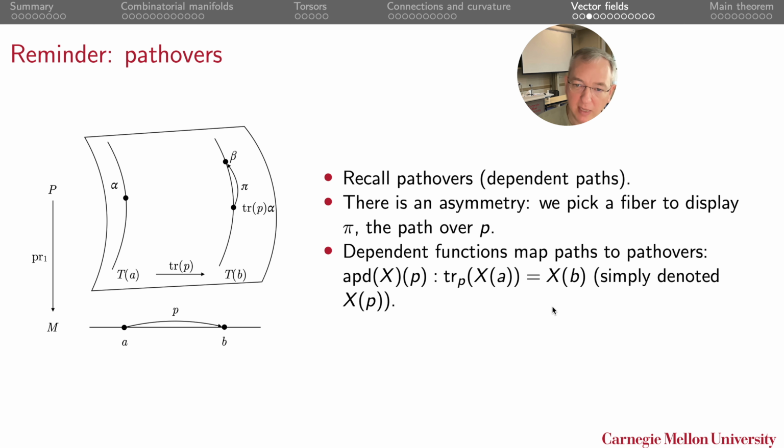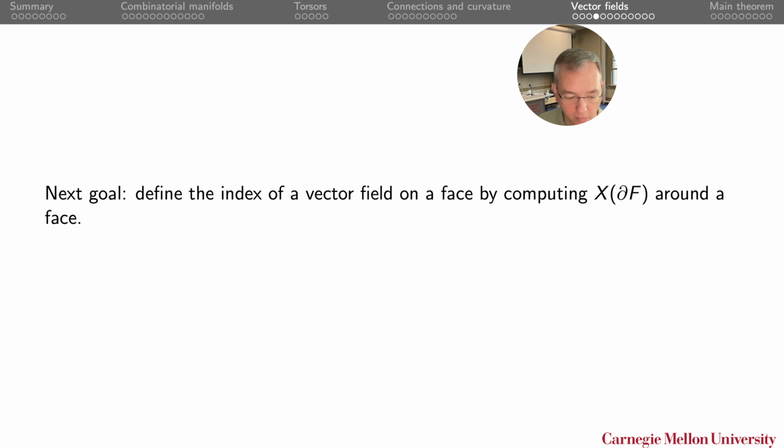Transport X of A equals X of B. So X of A would be our alpha, and X of B would be the beta in this picture. And we can just call that X of P, like what X does, like AP, regular action on paths. So our next goal is to define the index of a vector field on a face by computing X of the boundary path. That's what we're going to do.